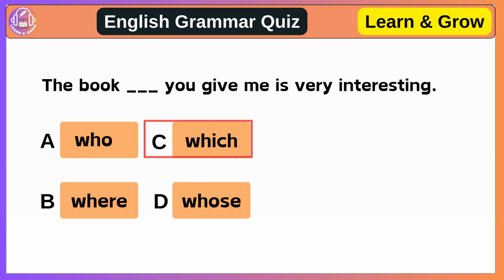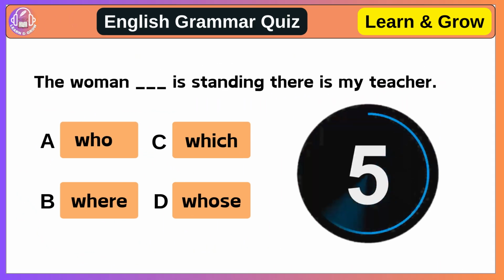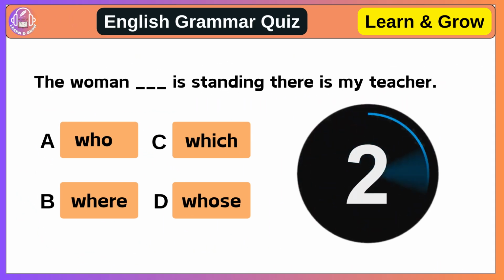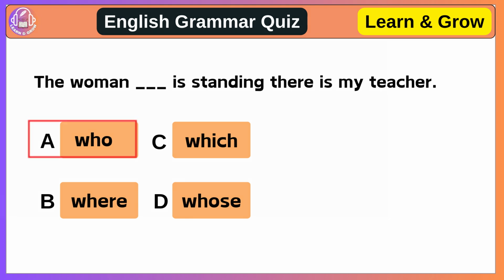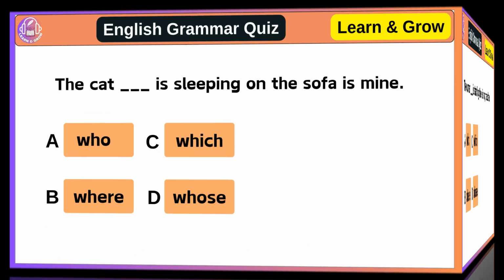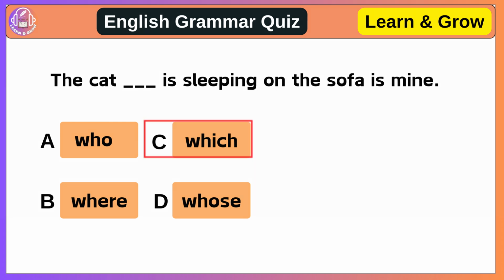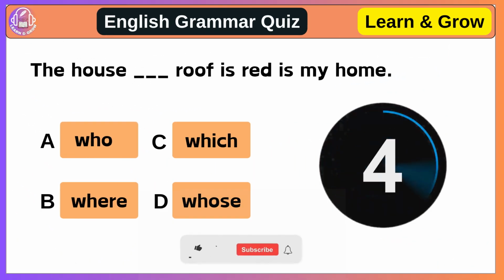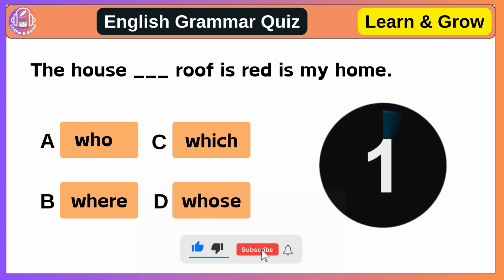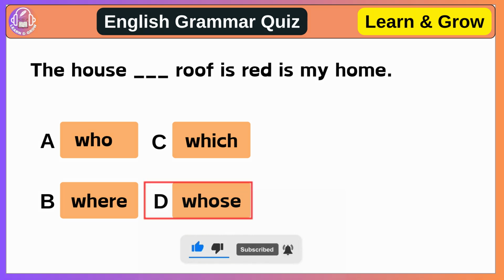Option C, which? The book which you gave me is very interesting. Option A, who? The woman who is standing there is my teacher. Option C, which? The cat which is sleeping on the sofa is mine. Option D, whose? The house whose roof is red is my home.